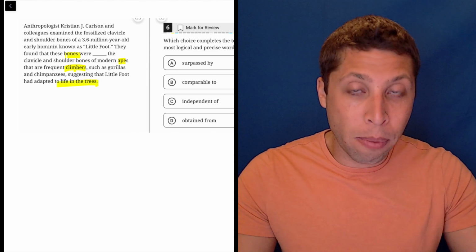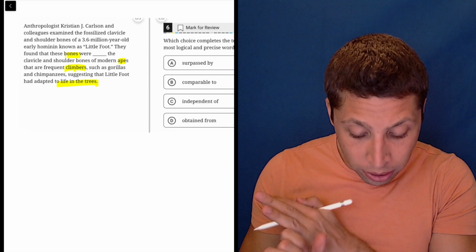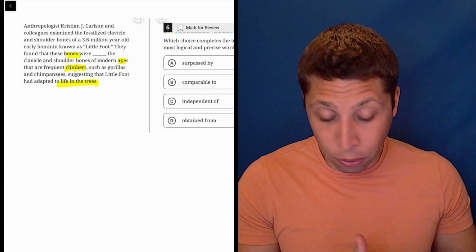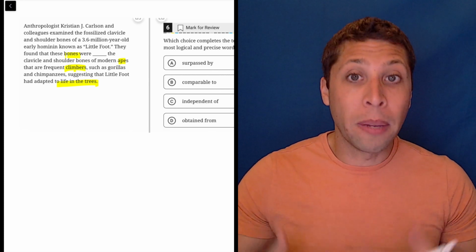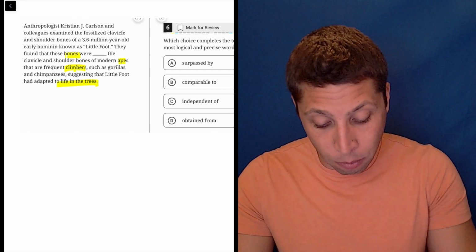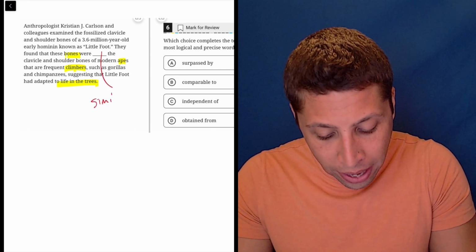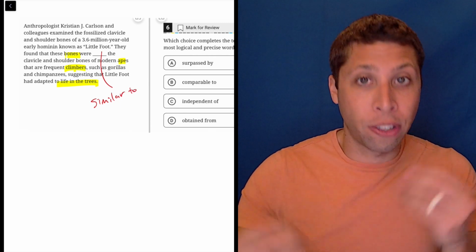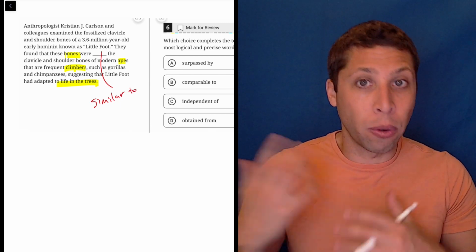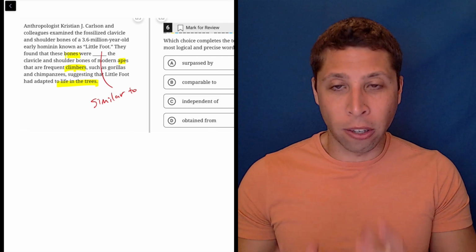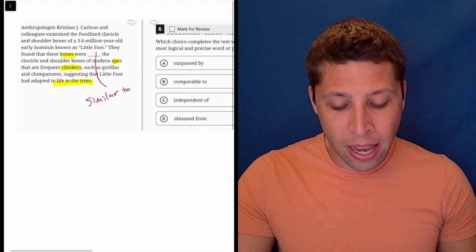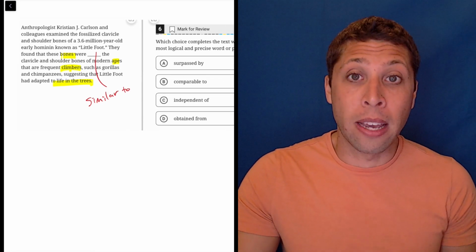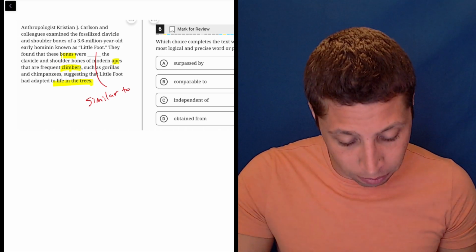So they're saying that both the chimpanzees and gorillas, as well as this Littlefoot thing, were all similar because they all had trees involved in some way. This is tricky. Notice how I had to kind of go back a little bit and make sure I understood the logic of it. It wasn't just about understanding the vocabulary in these sentences. It was about understanding the logic of the point that they're trying to make. This almost reminds me of the passage questions that we'll see later in the section.